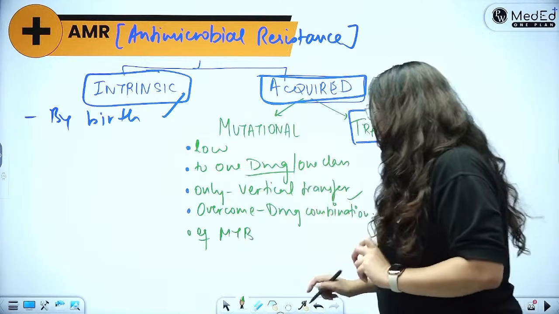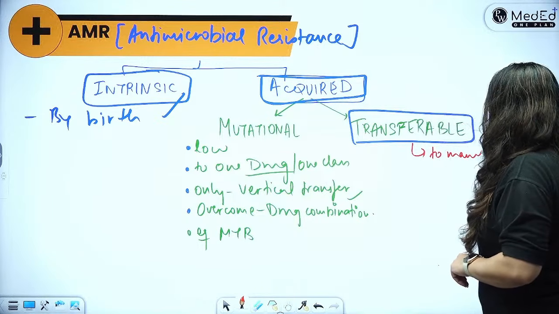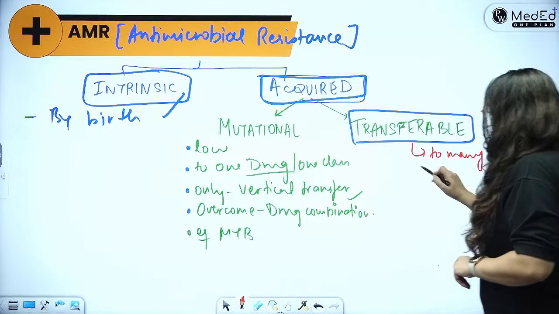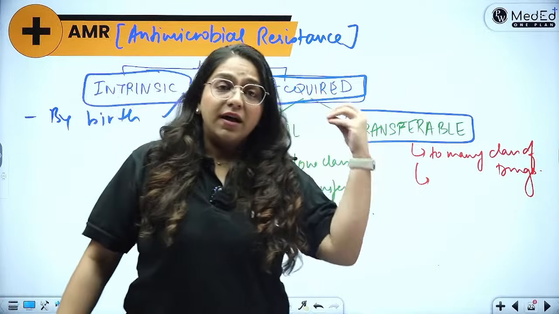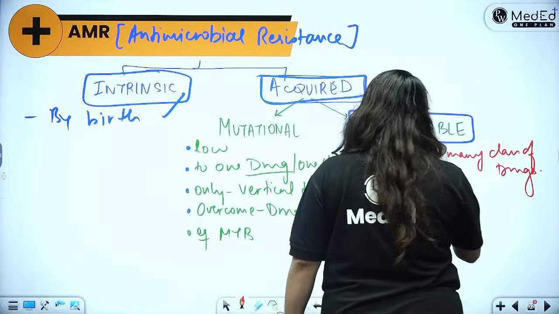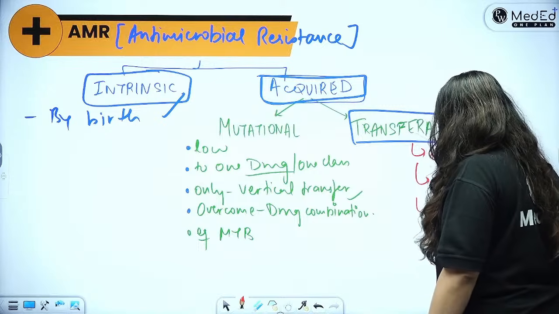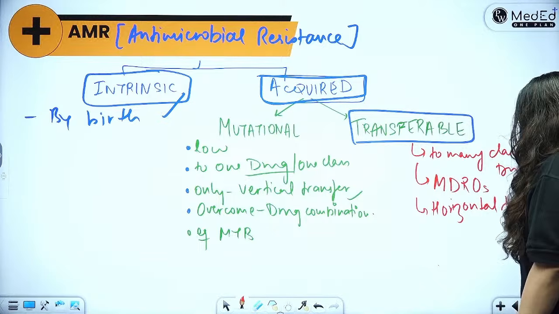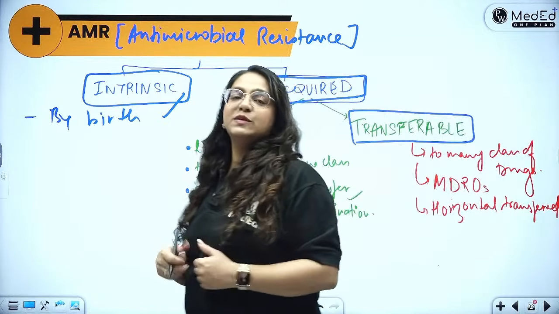The problem is the transferable drug resistance, because this happens to many classes of drugs at a single time. Okay, many classes of drugs are involved. So at the same time, the bacteria is going to be resistant to aminoglycosides also, penicillins also, then your cephalosporins also. So it becomes a big problem. That is why it makes the multi-drug resistant organisms. And the worst thing is that they are horizontally transferred. So two bacteria sitting next to each other can become MDROs just by exchanging plasmids with each other.